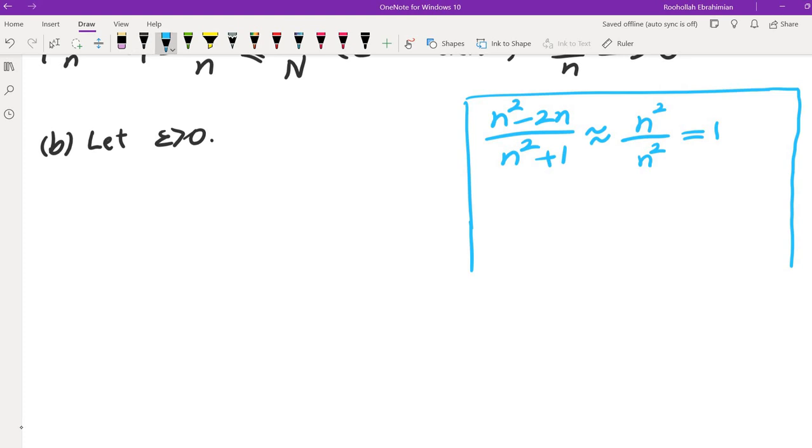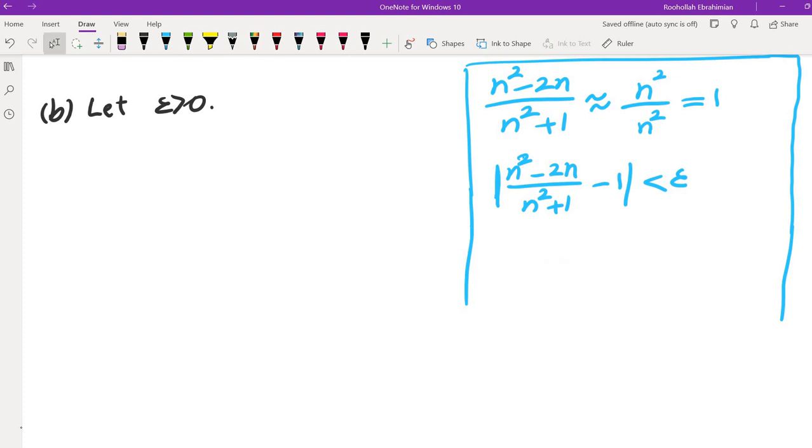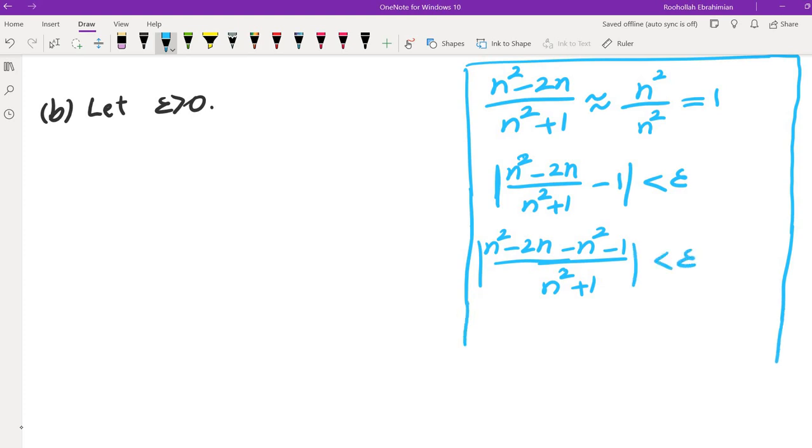Now, what are we trying to do? We are trying to show that the difference between the sequence and the limit is less than epsilon. So we're going to work it out on the right, and then we're going to write down the solution on the left. We're going to take the common denominator. We get negative 2n, n squared minus 2n minus n squared minus 1 over n squared plus 1, and this is less than epsilon. This is the objective. So we're going to simplify this. We get 2n plus 1 over n squared plus 1 is less than epsilon.